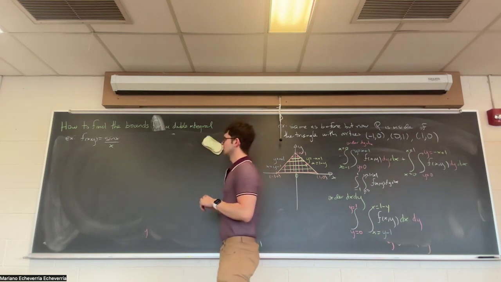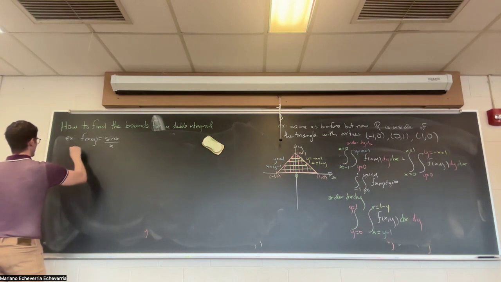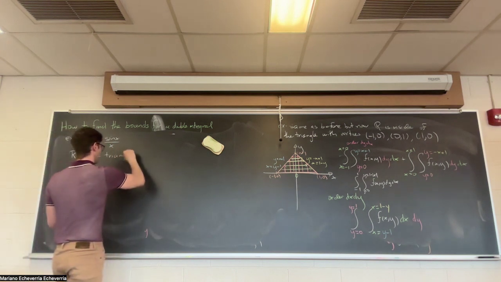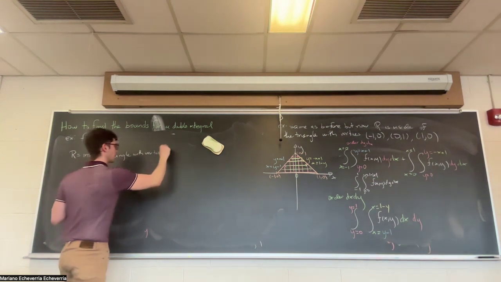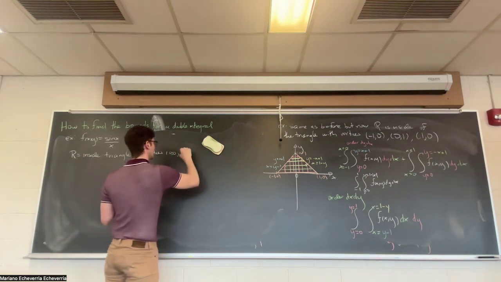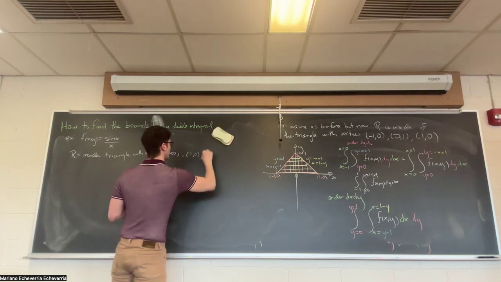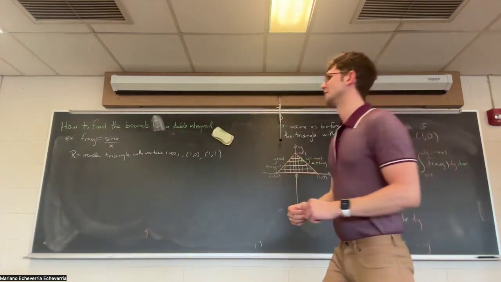So if you take that function and you take the region R to be the inside of the triangle with vertices 0, 0, let's see, 1, 0, and 1, 1. Okay, so what happens for the double integral of this function?